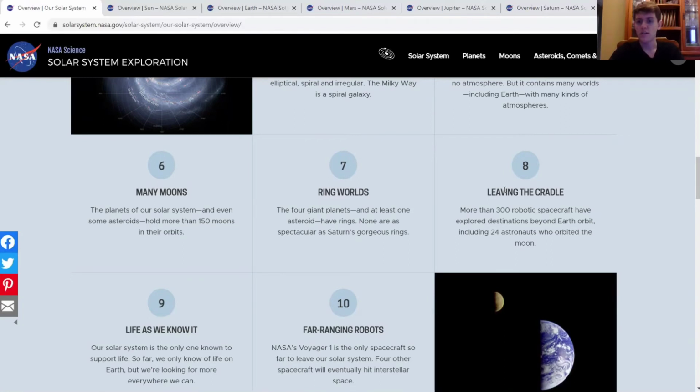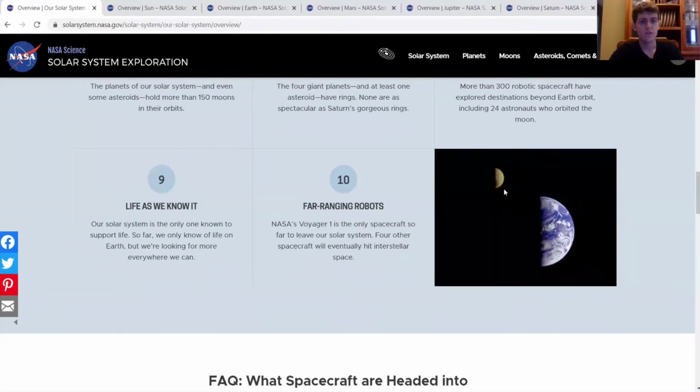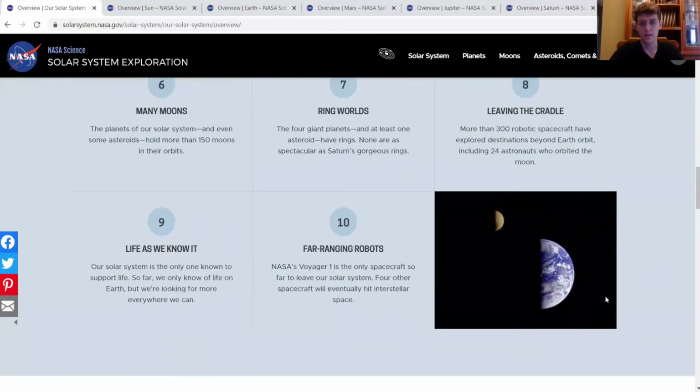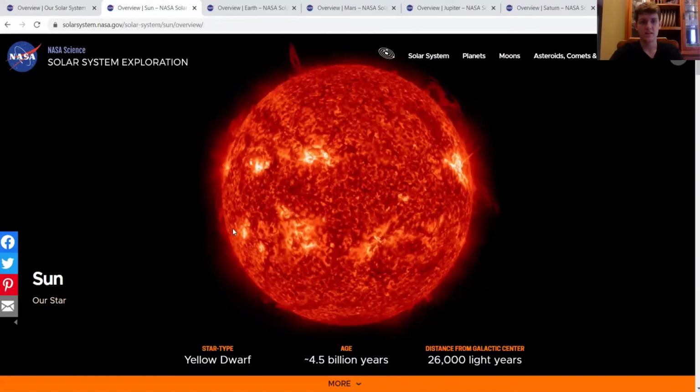More than 300 robotic spacecraft have entered destinations beyond Earth's orbit, including 24 astronauts who orbited the moon. Now, our solar system is the only one known to support life. So far we only know of life on Earth, but there could be life elsewhere. Now, there are robots that get sent out, like NASA's Voyager 1, the only spacecraft so far to leave our solar system. Now, 4 other spacecraft will eventually hit interstellar space. I guess that's in the future. And here's another picture.